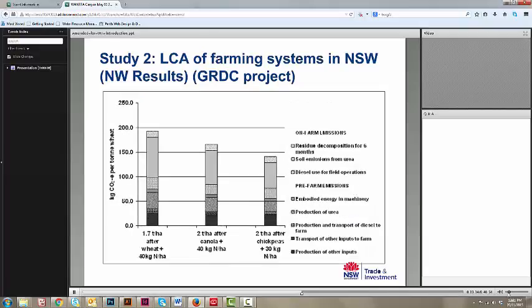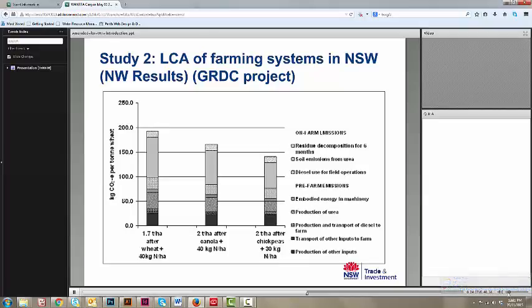Northwest New South Wales, so this is up around Moree where you're getting much drier, still heavy clay soils. But much lower yields, as you can see from there. So once again, you're getting lower emissions intensities if you grew wheat after canola or after chickpeas compared to growing it after wheat. And it's the same mechanism. You're getting biologically fixed N, or you're getting that yield benefit from the canola as the break crop.